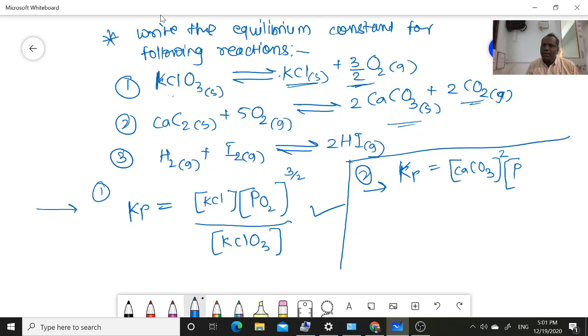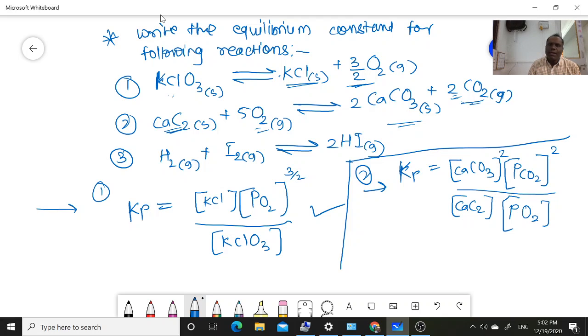Now, CO2 is a gas, so PCO2 raised to the power 2, divided by CaC2, which is a solid, only one molecule, so no need to give the power. Now O2 is again a gas, therefore we write PO2 raised to 5. Right? This is the equilibrium constant value.